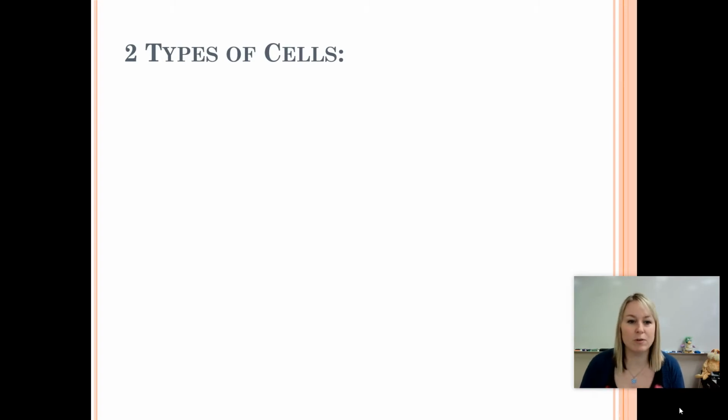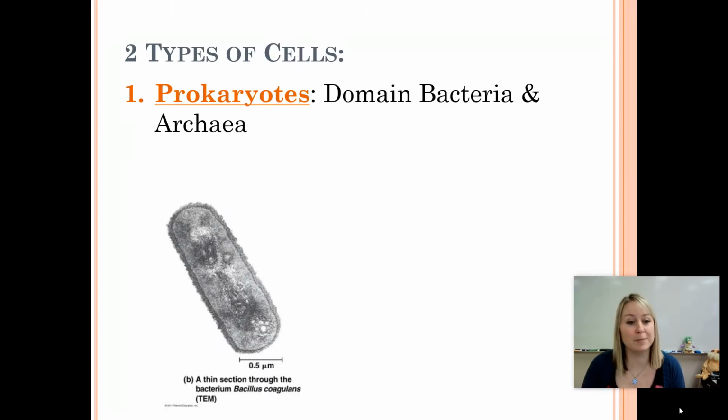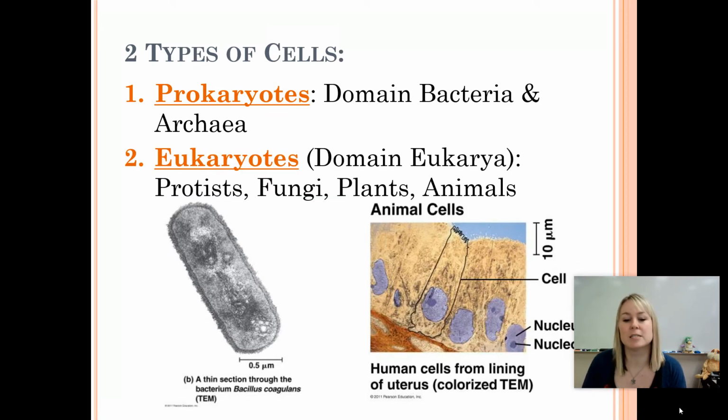So just a quick review of cell types. There are really two types. Prokaryotic cells are bacteria. They are small, very, very small. They are very simple structures, especially when you compare that to the eukaryotic cells. Protists, those are single-celled eukaryotic cells, fungi, plants, and animals.